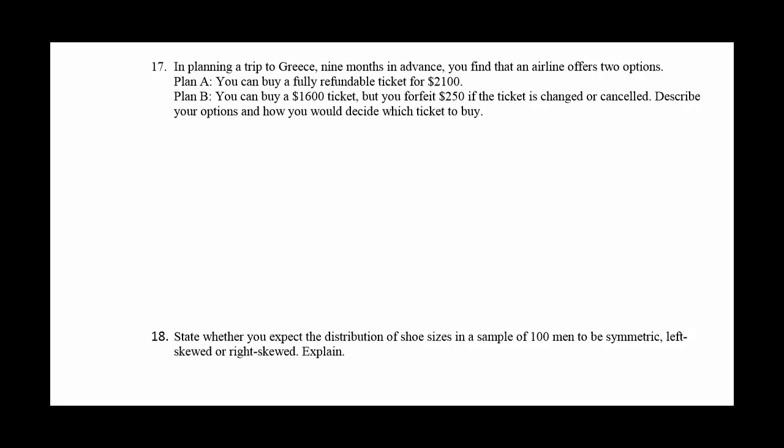Okay, so in 17, we're given some information about a trip, and then we need to describe some options and then talk about what the best decision is for us. So let's see. So let's read it. Planning a trip to Greece 9 months in advance, you find an airline that offers two options. Plan A, you buy a fully refundable ticket for $2,100, and Plan B, you buy a $1,600 ticket, but you forfeit $250 if the ticket is changed or canceled.